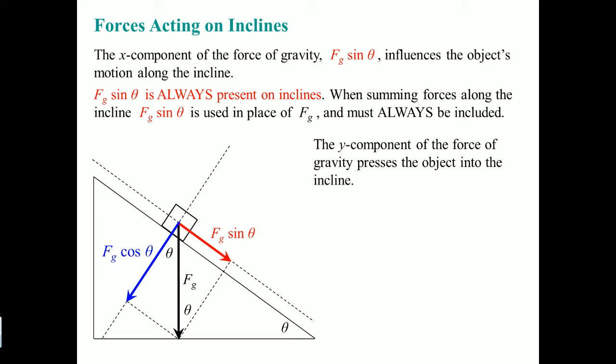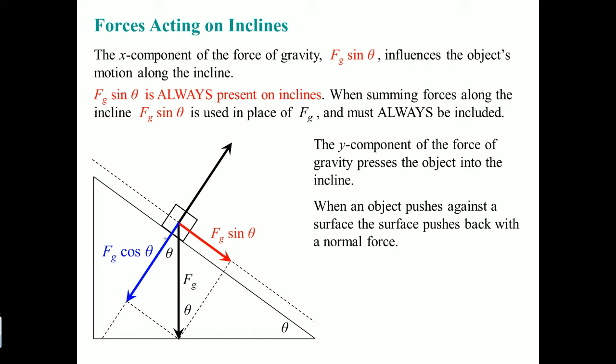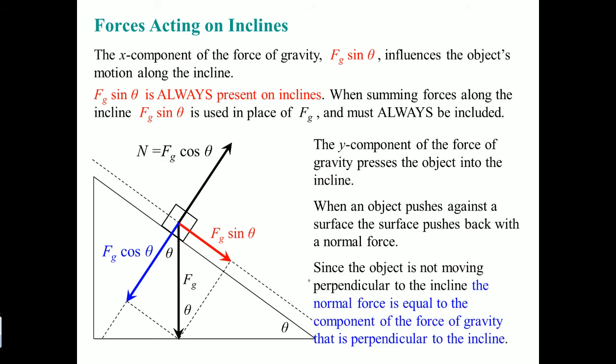The y component of the force of gravity presses the object into the incline. So the Fg cosine theta, the blue arrow, is what is keeping the object on the ramp. Because Fg cosine theta is pressing on the ramp surface, the surface is going to push back. When an object pushes against a surface, the surface pushes back with a normal force. That is that blue line. So here the normal force equals Fg cosine theta, the component of the force of gravity that is perpendicular to the incline.